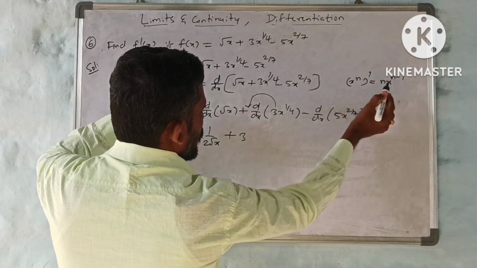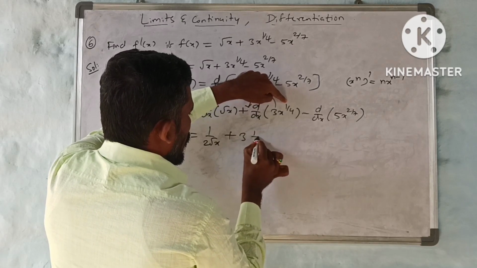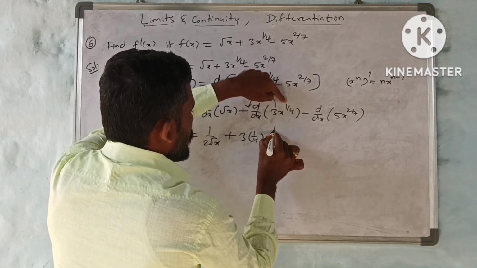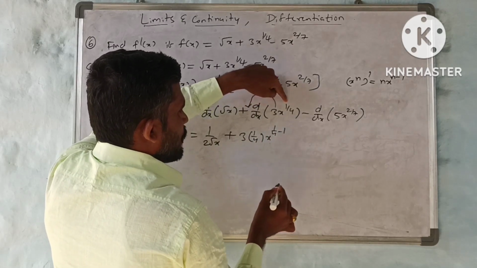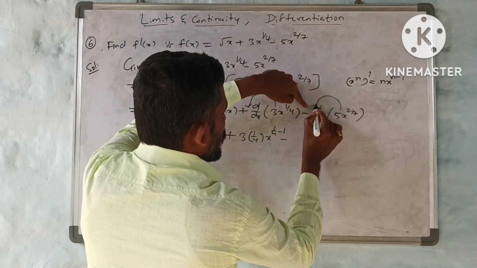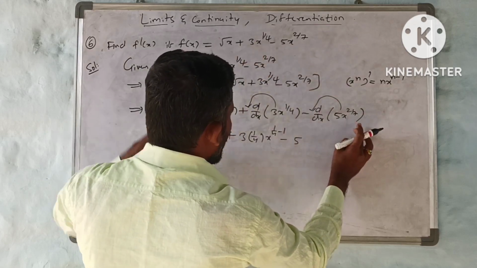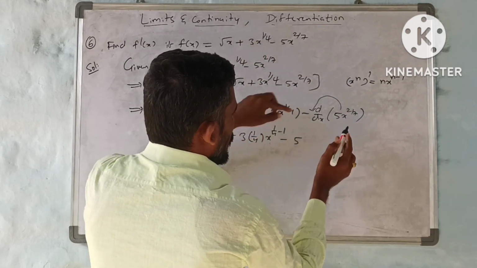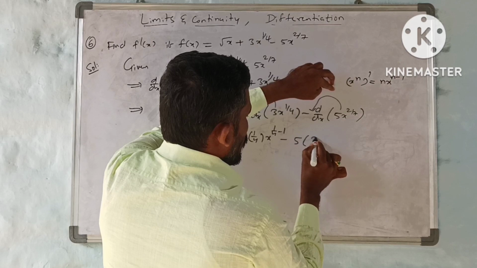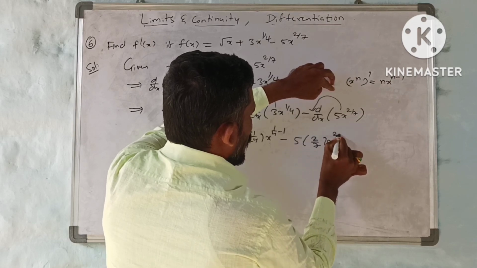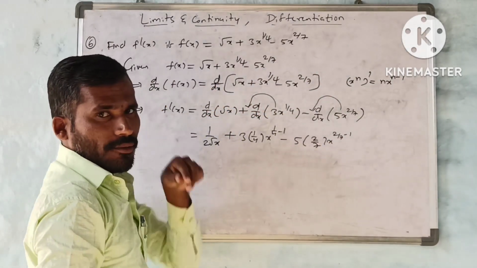So n comes to the front as the coefficient, so here there is 1 by 4, so 1 by 4 x power 1 by 4 minus 1. Minus 5 also, one of the constants, is taken outside here. The remaining is the derivative of x power 2 by 7. 2 by 7 comes to the front, so 2 by 7 x power 2 by 7 minus 1.